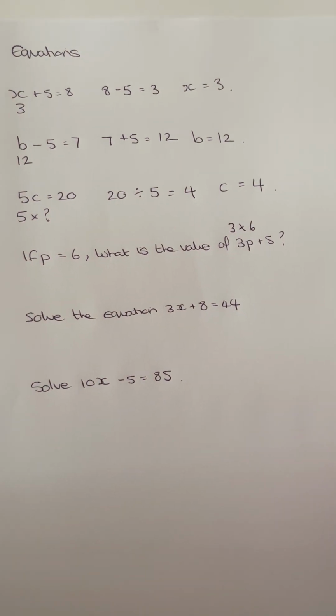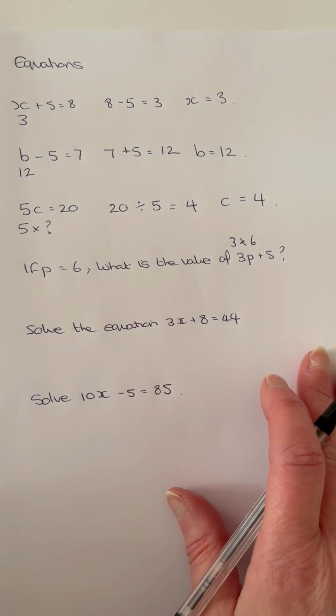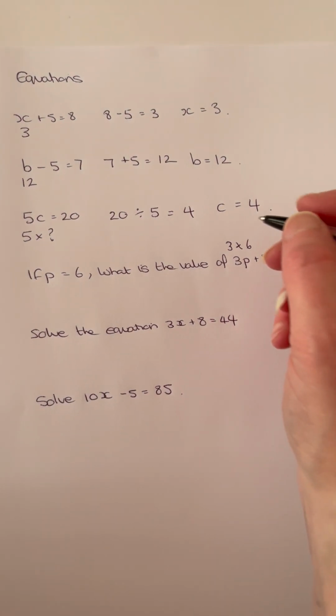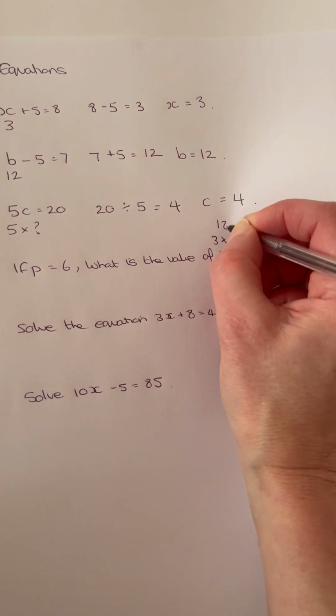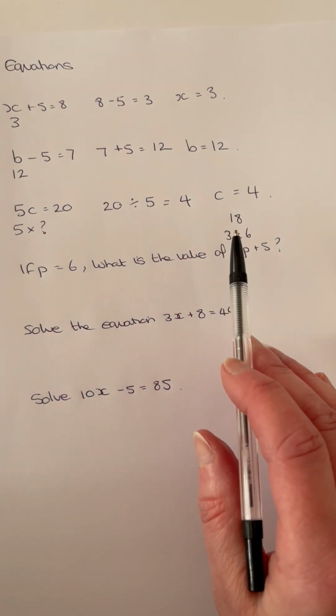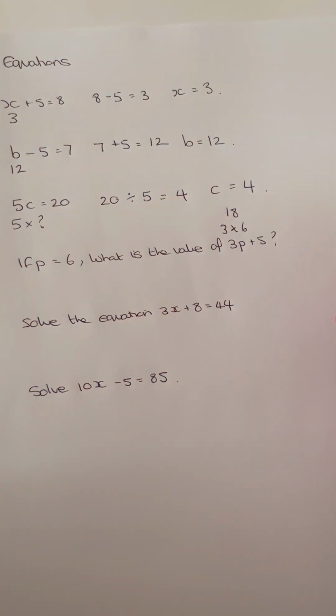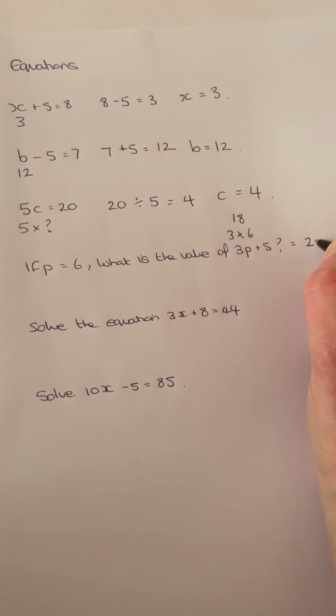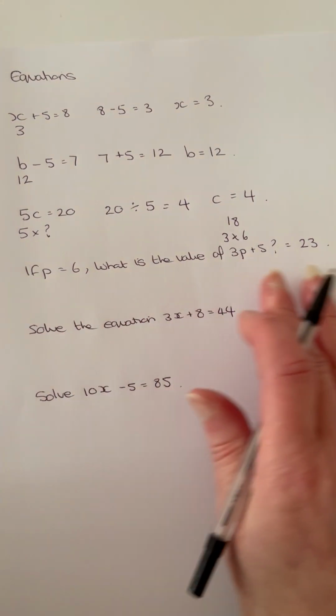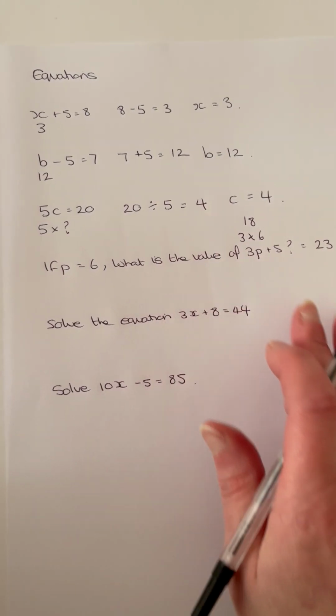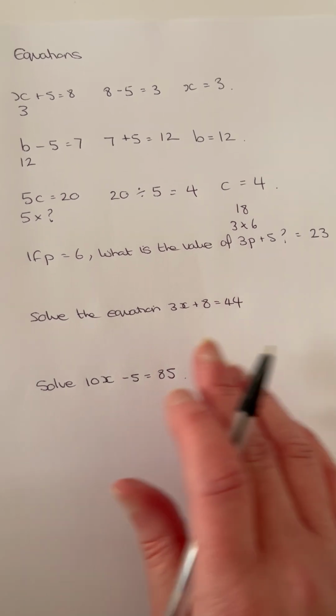So we can do that part of the sum first because that's following our BIDMAS rules. So we do that as 18. So 18 plus 5 is 23. So that is the value of this expression, 23.